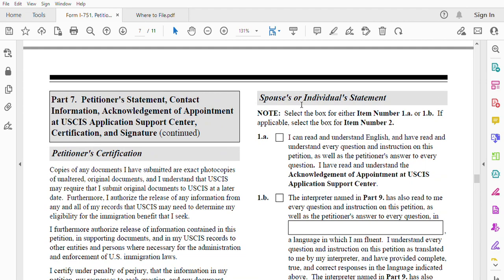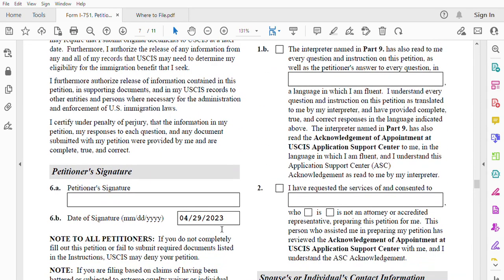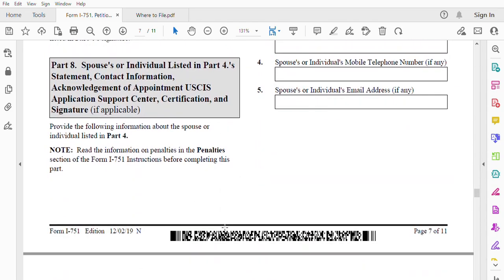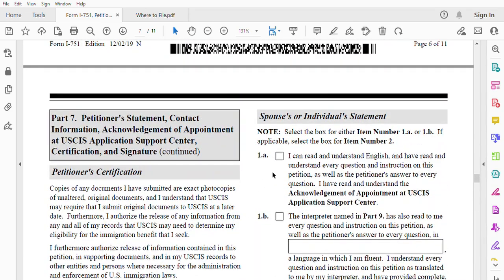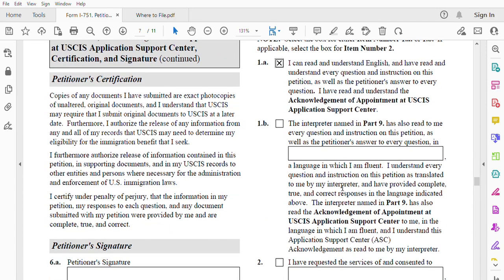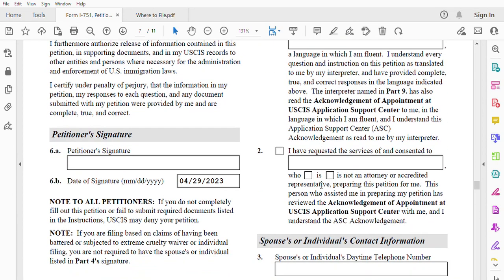So, spouse or individual statement. Now you're going to talk about your spouse, which is me, right here. For me, I can read and I understand English, but I'm not using an interpreter because I'm talking now about the spouse. I can read and understand English, so I'm not going to do anything there.